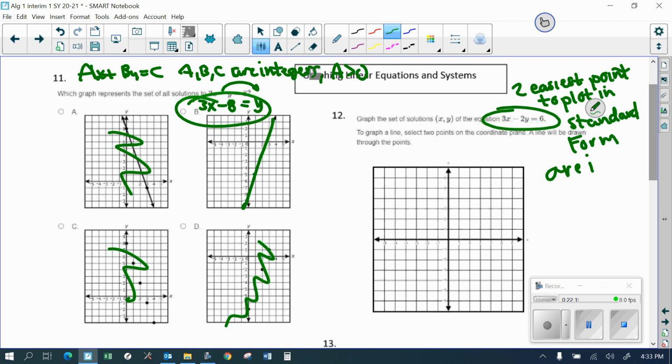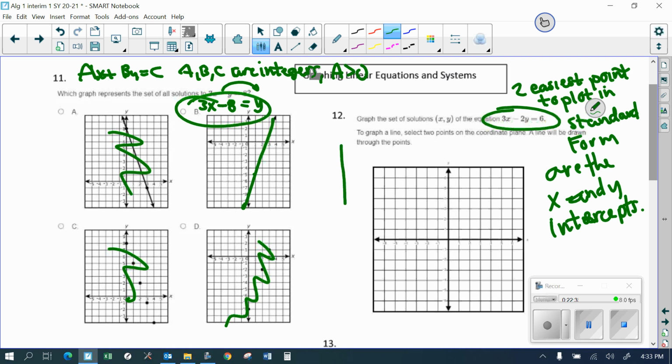The x and y intercepts. You should know that. I'm writing it down for those of you who have forgotten. That should be memorized already.